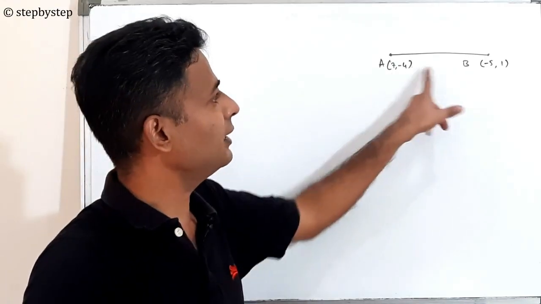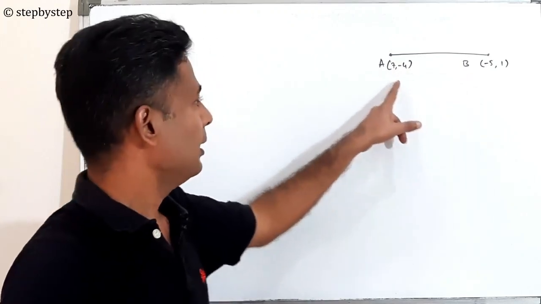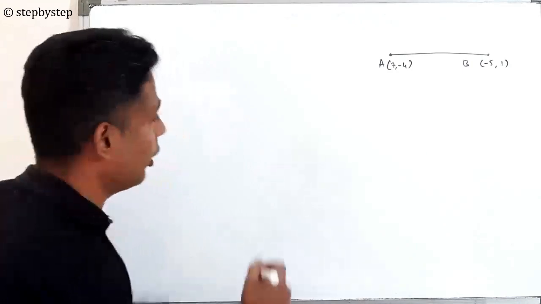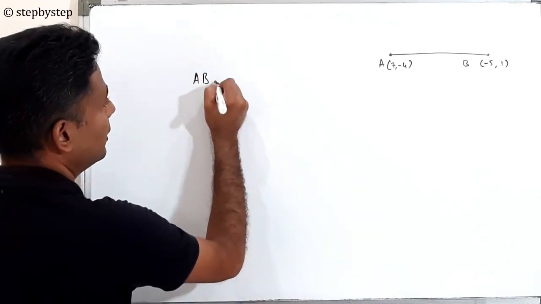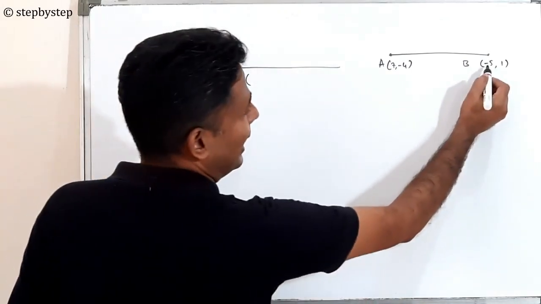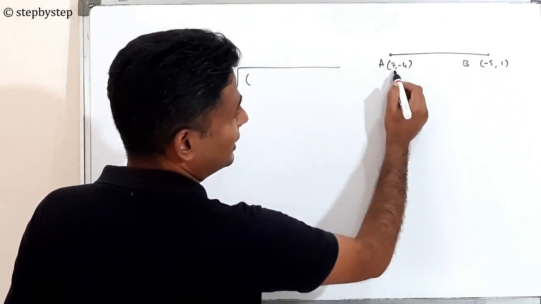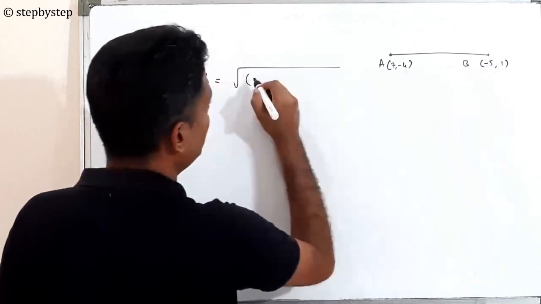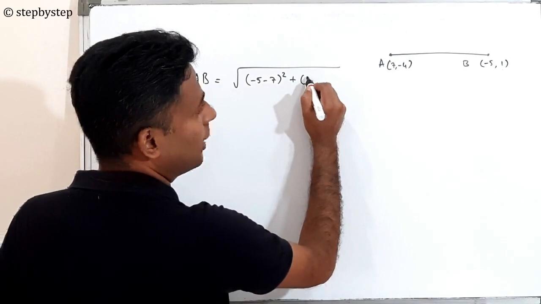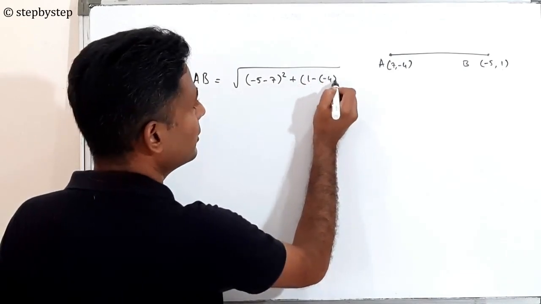The question they have asked you is to find the distance between points A and B, and they have given you the coordinates. Very simple, a direct application of the distance formula. So AB equals the root of x2 minus x1 square. I'll take this as x2, y2, this as x1, y1. So x2 minus x1 square plus y2 minus y1 square.